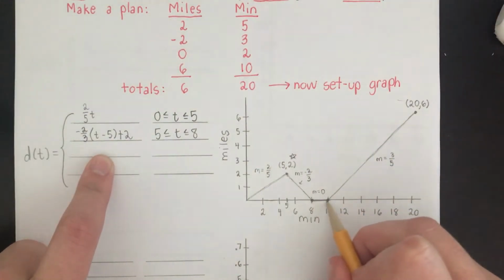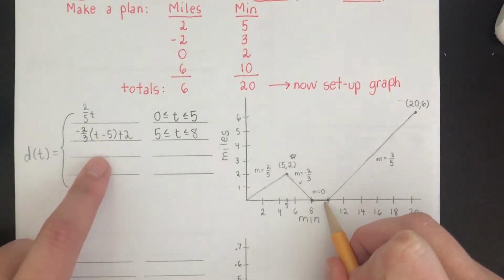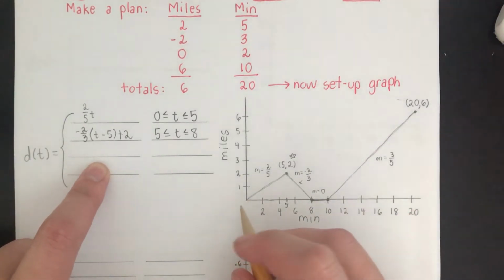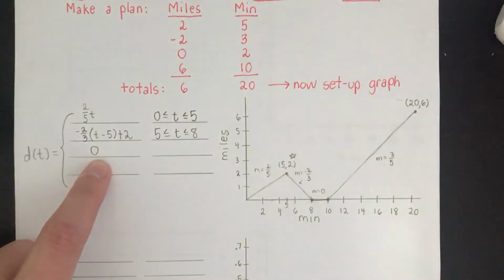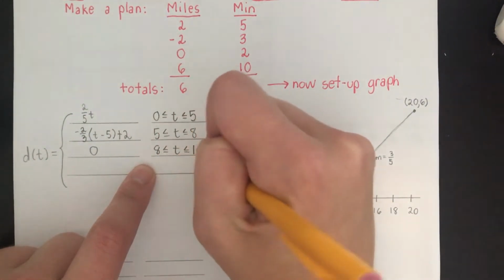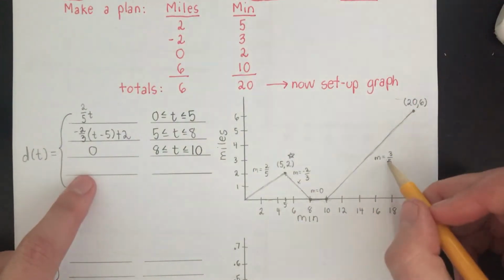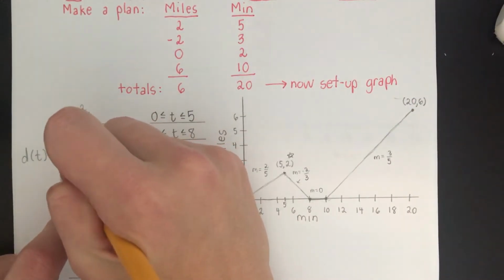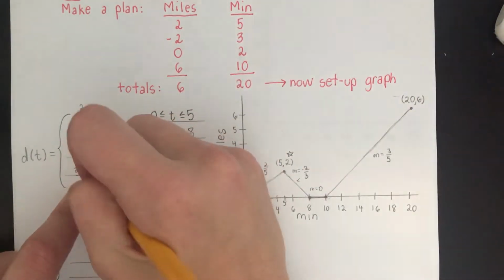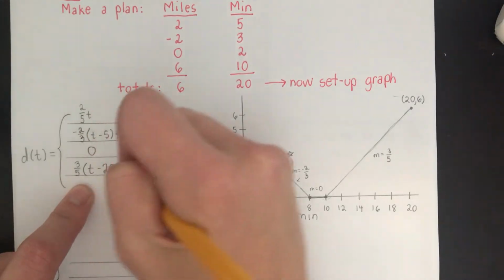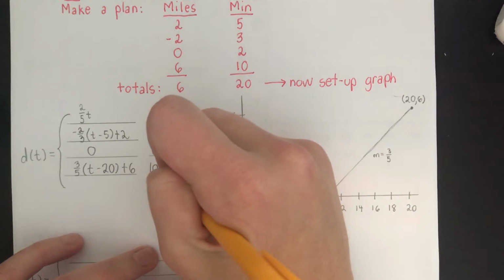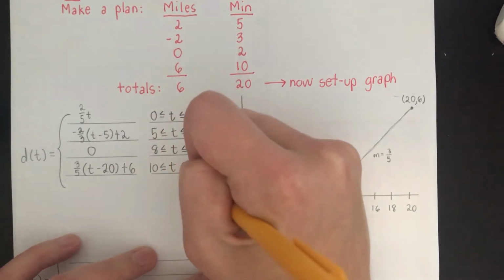And then this little segment here has a slope of 0. It cuts through the y-axis at 0, so we would just say d of t equals 0 for this, and that goes from 8 to 10. And then this last segment here has a slope of 3/5, and the point we'll use is this last point here, since we have to use point slope form. So t minus 20 plus 6. And that segment goes from 10 to 20.